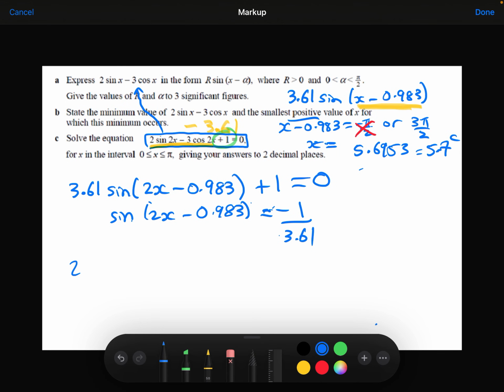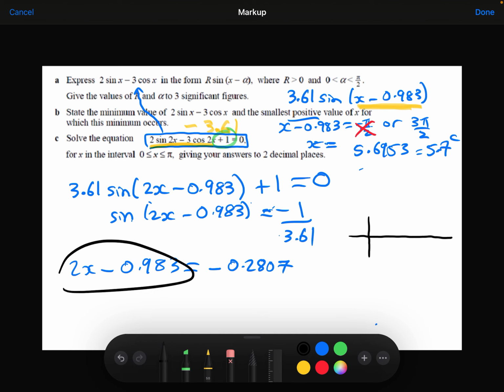And now I'm going to do sine inverse. So sine inverse of minus 1 divided by 3.61 gives minus 0.2807 to 4 decimal places for now. I now need to draw a graph to find the other solutions to this. Don't do anything over here yet. We'll add the 0.983 and divide by 2 later. Let's get the other solutions to this.